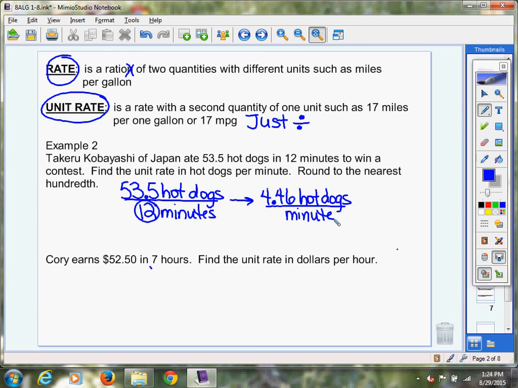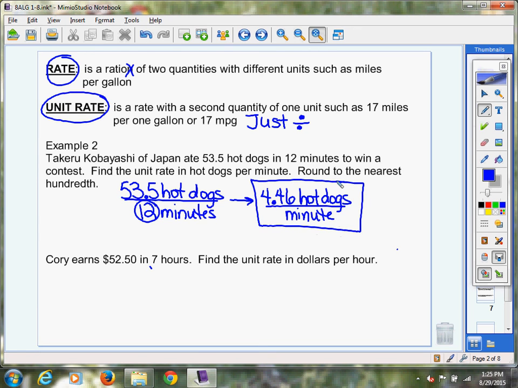Now, that's on average. Logically speaking, you tend to slow down, I would think. So he probably ate more the first minute than he did the second minute. But this is what he did on average per minute. So about 4.5 hot dogs each minute for 12 straight minutes. So anyway, that's how you do a unit rate, okay?